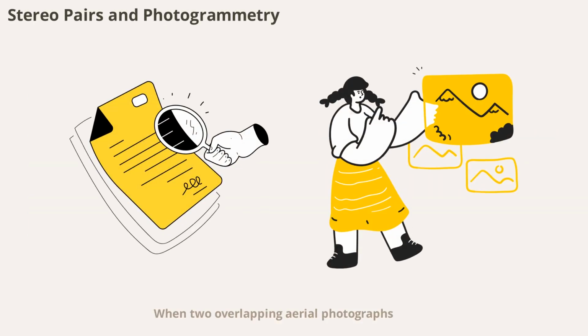When two overlapping aerial photographs are taken from slightly different positions, they form a stereo pair. Viewing these together creates a three-dimensional effect, allowing for the measurement of heights and the creation of topographic maps. This technique, known as photogrammetry, has evolved from manual instruments to computer algorithms, making 3D mapping more accessible and precise.